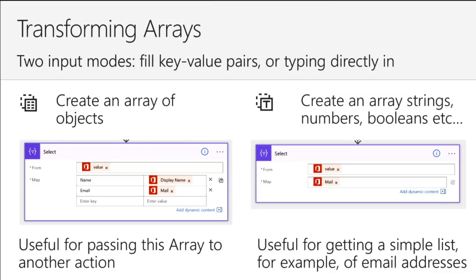So you can use that to convert arrays from one form to another. And on the select card, there are actually two different modes. I don't know if you've seen this before, but there's this weird little toggle at the right-hand side of this card. What that does is allow you to toggle between entering key value pairs, which will convert an array of objects to another array of objects, or typing directly in, which allows you to convert from an array of objects to an array of strings or numbers or whatever property you want.